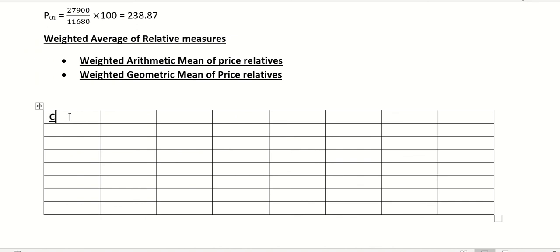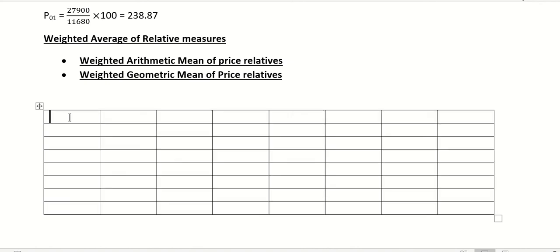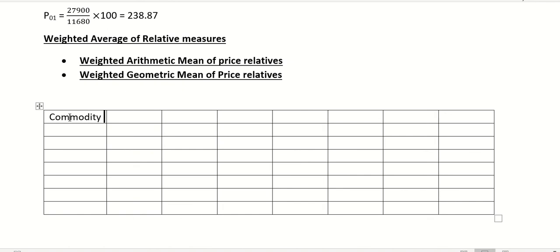Okay, so the first column is commodity. Commodities, we have A to E. Then we have weights given to us, because this is a weighted average, so weights are already given to you. Okay, so weights are 30.